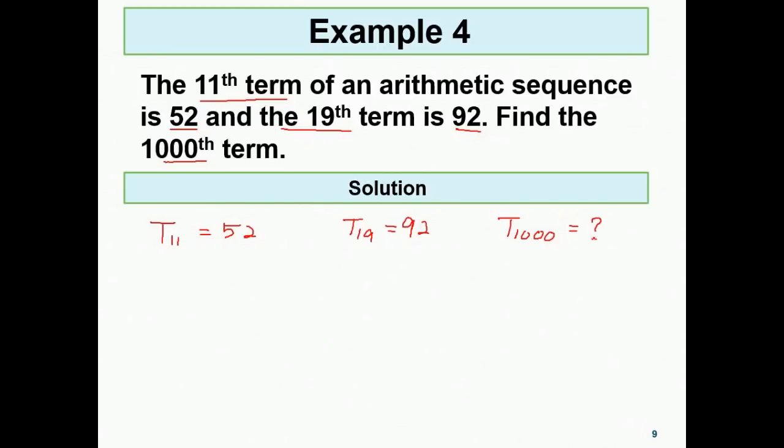So we are going to find the 1000th term. The problem is we don't have the first term and the common difference. So how do we get the first term and the common difference? We use the information given in T11 and T90. The formula we are going to use is the nth term, Tn is equal to a plus (n minus 1)d. So we are going to use this formula.